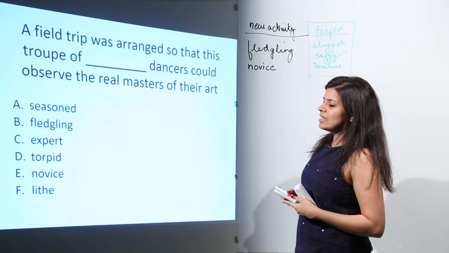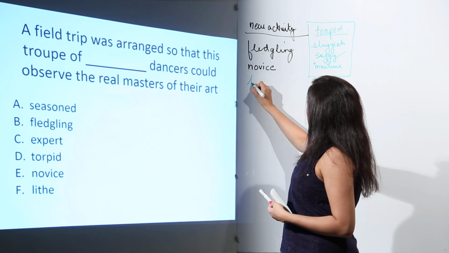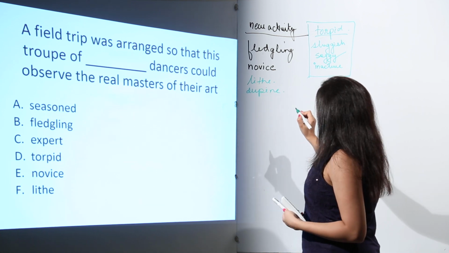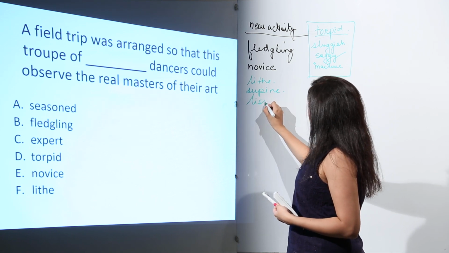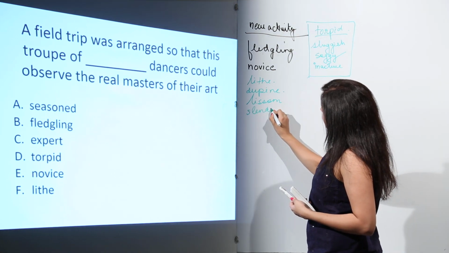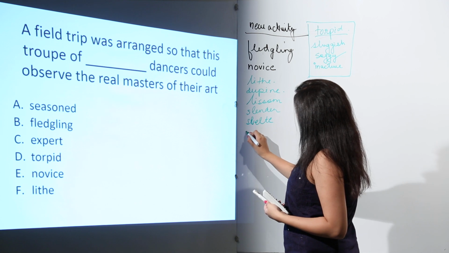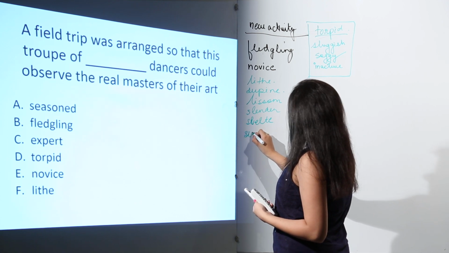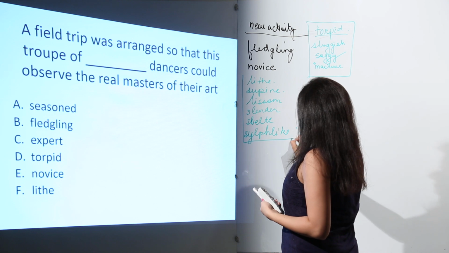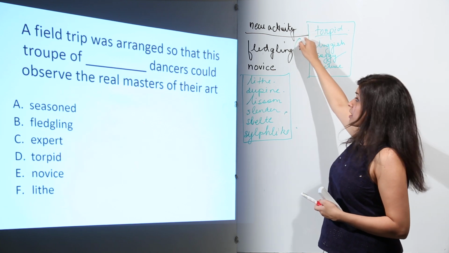Then we have lithe. What is lithe? Lithe means someone who can bend their body easily, effectively. We can have words for lithe like, let's say, supple, and then lissom, then slender, we can have svelte, we can have sylph-like. All these words are synonyms to the word lithe, which means bending your body easily. Lithe obviously cannot be a part of something that is new to an activity.